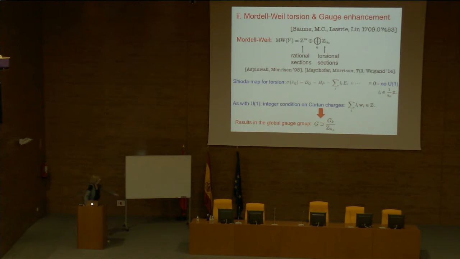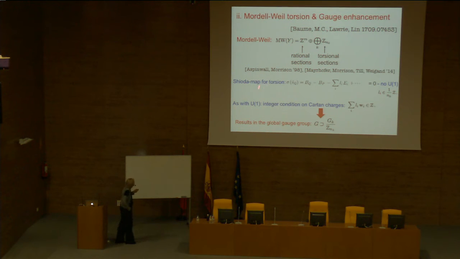Okay. So in my second part, I would like to turn now to the issues related to the torsion, Mordell-Weil torsion, and how it's related to the nature of gauge enhancements in F-theory. So the part that I was focusing on up to now was the existence of a free part of the Mordell-Weil group associated with the rational sections, and now I'm going to focus also on the role of torsional sections.